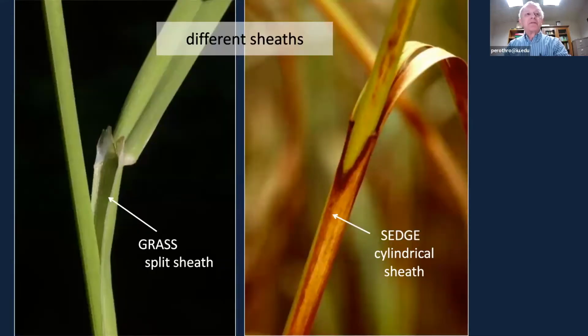The leaves themselves differ between sedges and grasses. Although both have long linear blades and a sheath that wraps around the stem, the sheaths may differ. Those in grasses come with a split built into one side. And in contrast, the sedge sheaths are tubular, though they may have a translucent zone on one side.